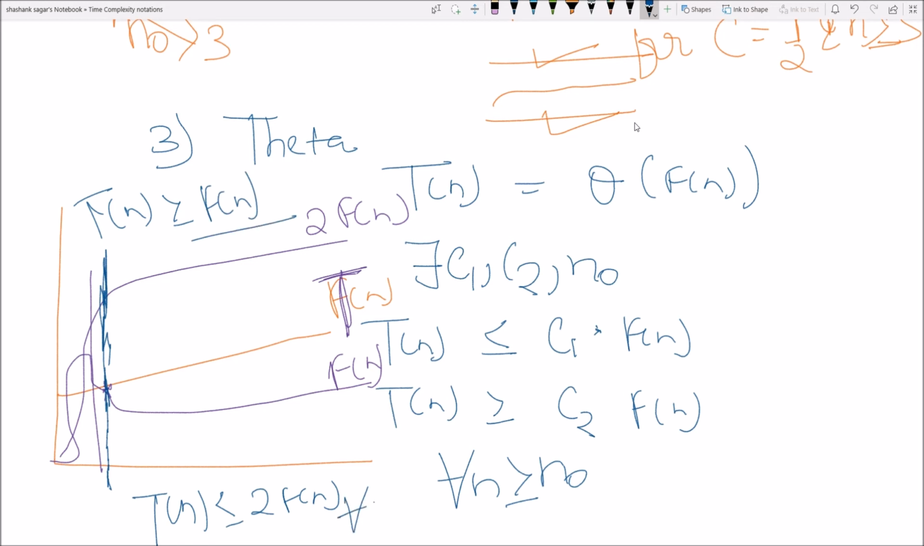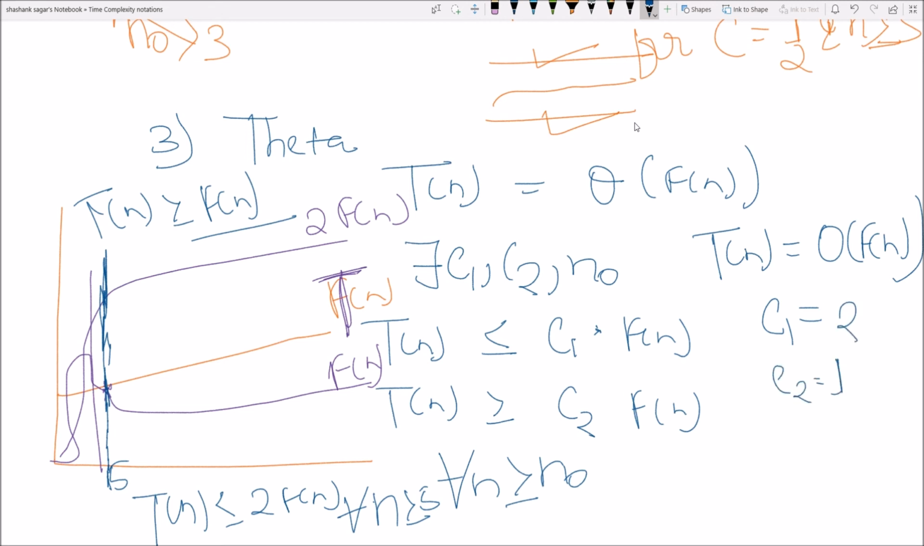After this particular point, suppose this is 5, so for n greater than or equal to 5, what can we say here? T of n is theta of f of n for c1 equal to 2, c2 equal to 1. This is my c1, this is my c2, and n greater than or equal to 5, we are assuming here. So this is what my theta notation is.